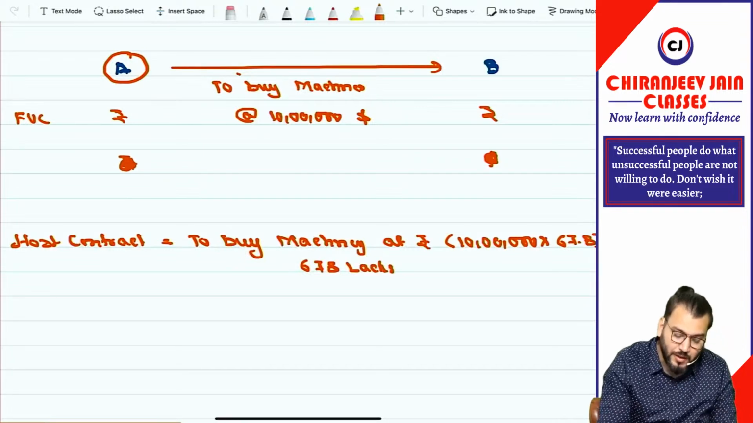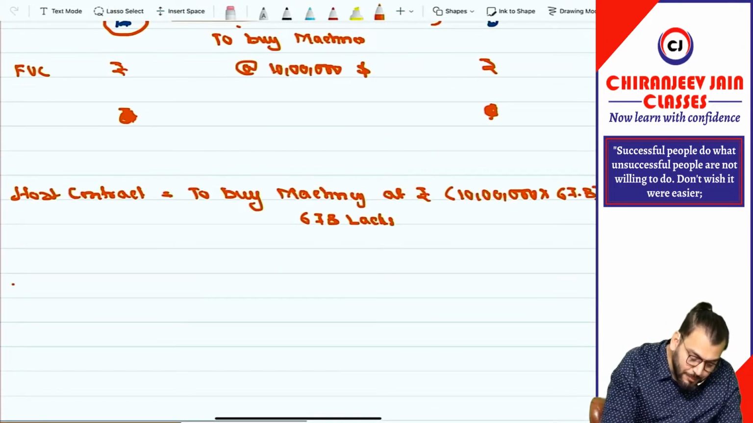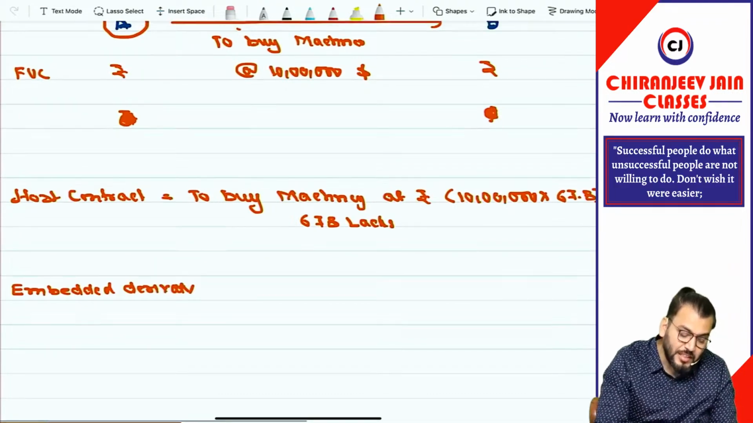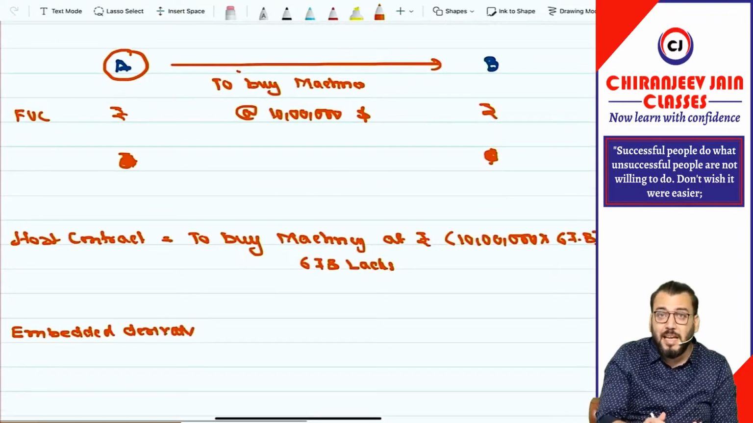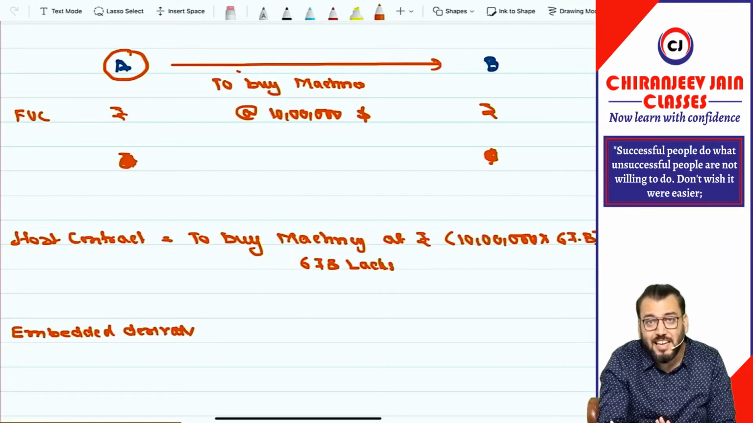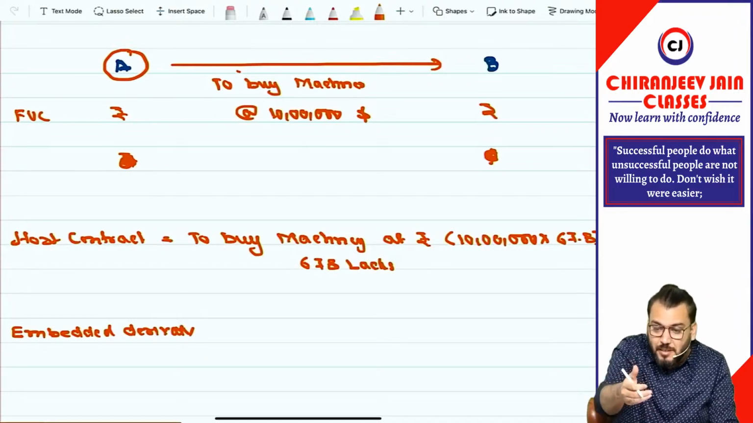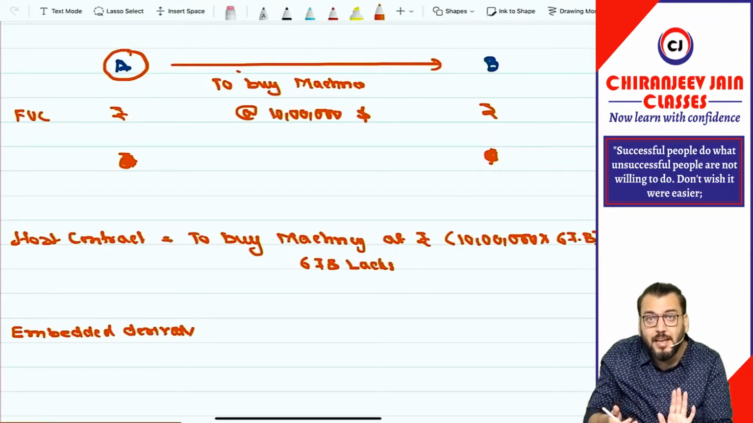This is the host contract, and in this there will be one embedded derivative. Now just try to understand: in this contract, will A pay dollar or will A receive dollar? Of course A will pay dollar, meaning they are receiving machinery and they are paying what?